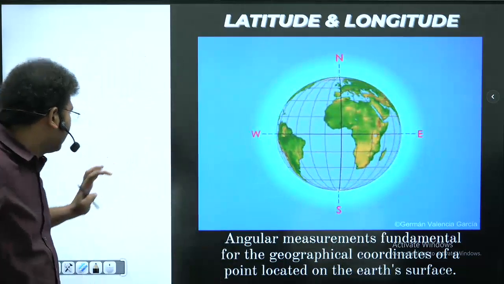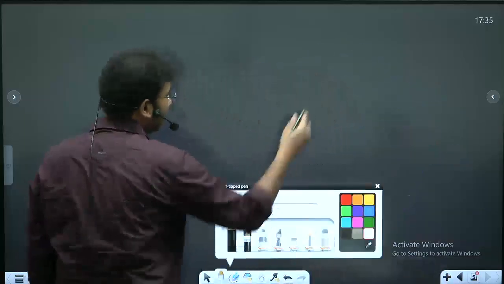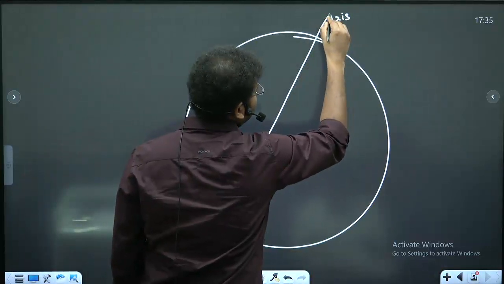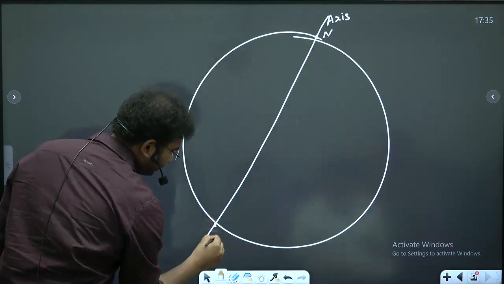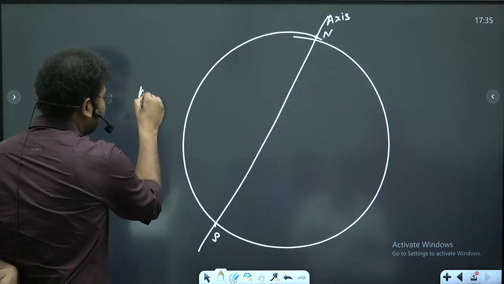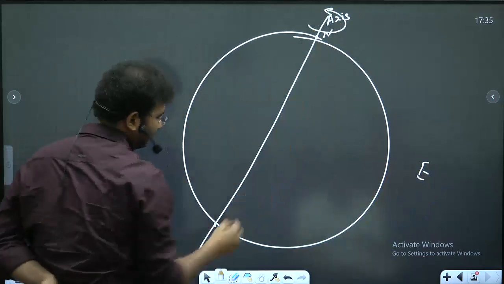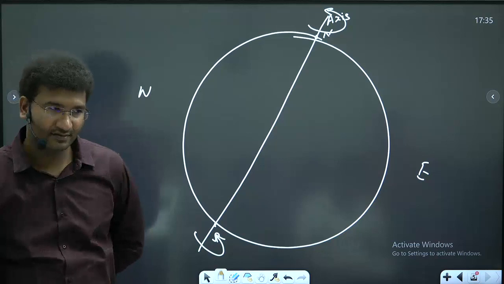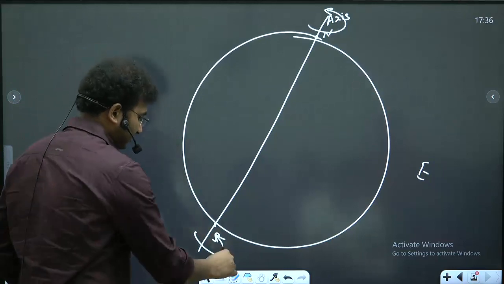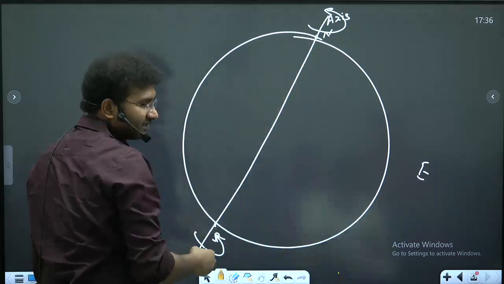Okay. Now come to the important latitudes and longitudes. See, this is your axis, that is North Pole and South Pole. And in which direction does the earth rotate? The earth always rotates from west to east. So that is why it is represented like this. It is always rotating from west to east, anti-clockwise.